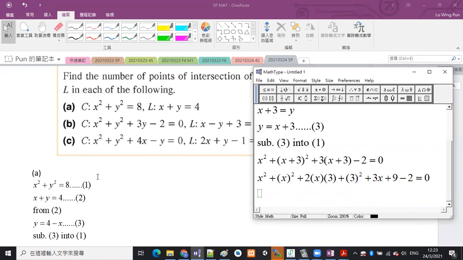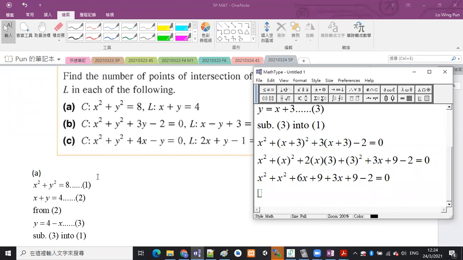And then simplify the terms one by one. X squared plus x squared. 2x3 becomes plus 6x. 3 squared is 9. Plus 3x plus 9 minus 2 equals 0. And calculate the like terms. X squared plus x squared becomes 2x squared. Plus 6x plus 3x becomes plus 9x. Plus 9 minus 2 becomes plus 16. Equals 0.